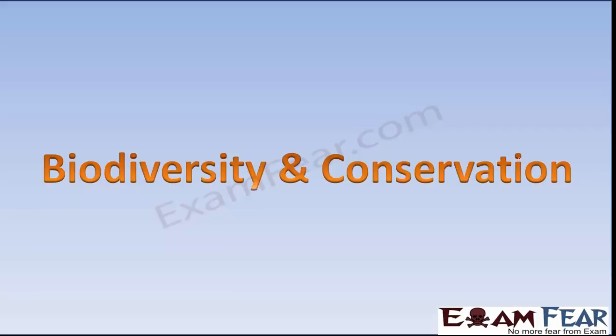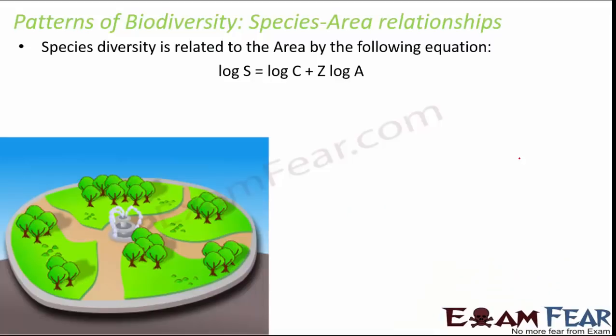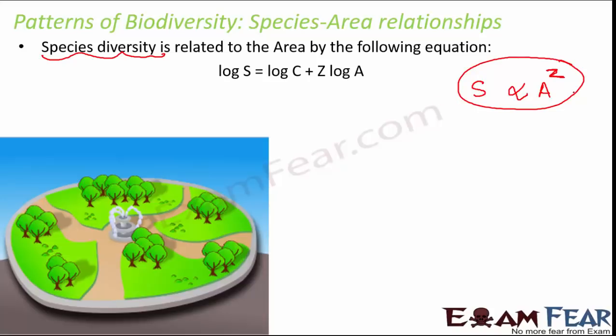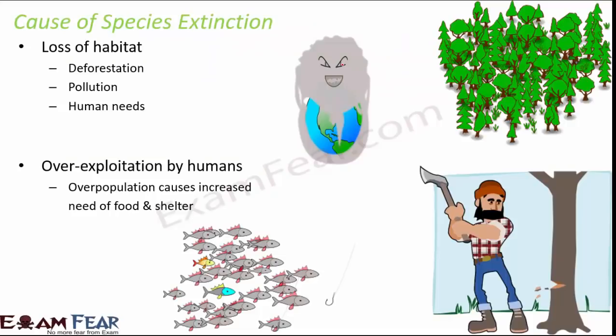And now we go to a very low priority lesson, that is biodiversity and conservation. Here we talk about just one or two important things. For example, how species diversity is related to area. When we say species diversity, it is about species richness or species evenness in the entire population. The relationship between species diversity and area is directly proportional, and it is also exponential. So we say that S is directly proportional to A to the power Z. Now if you take log on both sides, this is what you get. So this is the relationship between species diversity and a particular area.